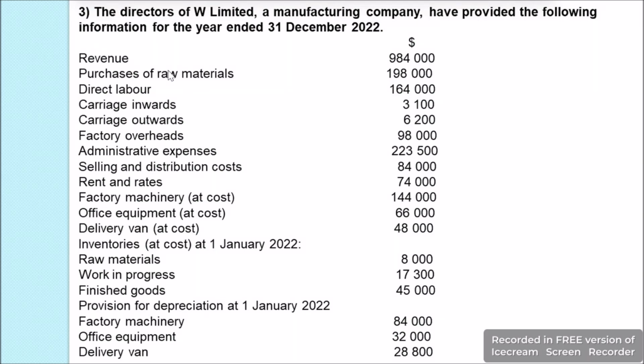Revenue $984,000, purchase of raw materials $198,000, direct labor $164,000, carriage inwards $3,100, carriage outwards $6,200, factory overheads $98,000, administrative expenses $223,500, selling and distribution cost $84,000, rent and rates $74,000, factory machinery at cost $144,000, office equipment at cost $66,000, delivery van at cost $48,000.